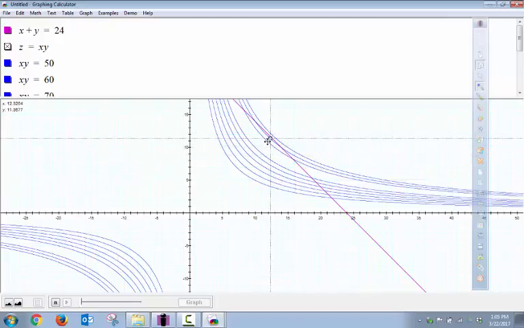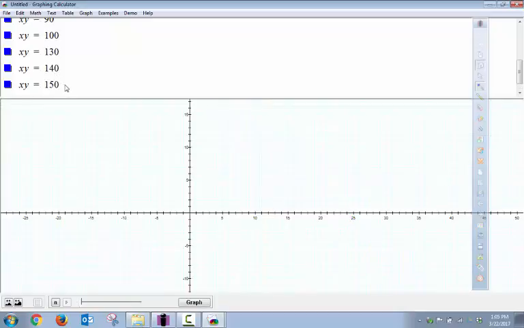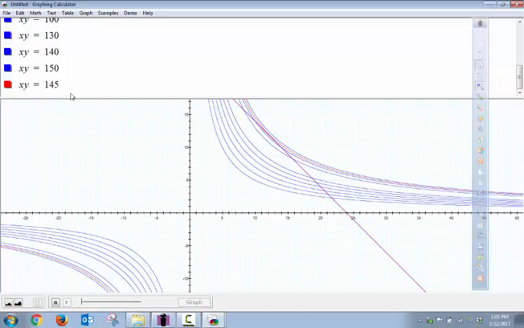So it looks like I got 140 and 150, a height of 140 and 150. At some number over here, if I just change this one number, instead of going 140 or 150, 145. Let's zoom in.